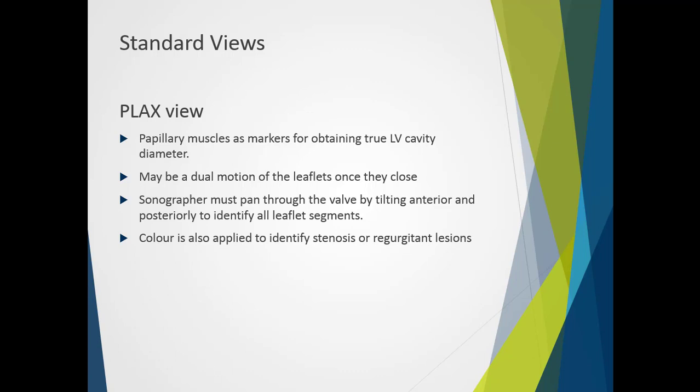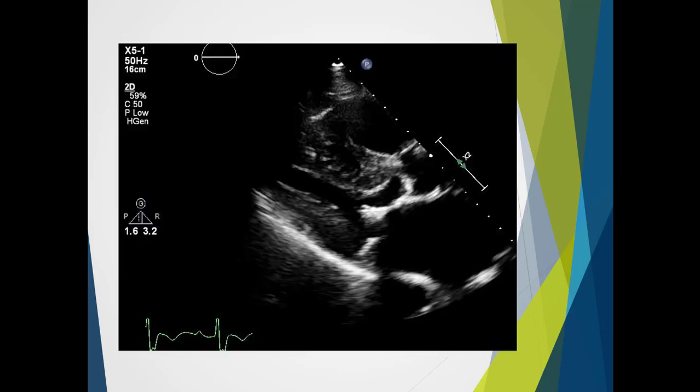Importantly, the sonographer must pan through the leaflets by tilting anterior and posteriorly to identify all three segments. Color is applied and the same tilting performed to identify the origin and direction of regurgitant lesions.